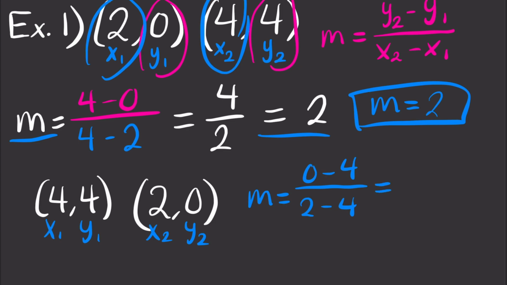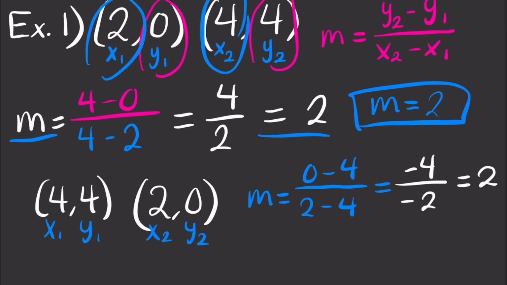Alright, so what's going to happen is our numbers are going to be negative. And what ends up working out is they're both negative. So let's see what happens with that. 0 minus 4 is negative 4. 2 minus 4 is negative 2. So that's exactly two negatives, which are going to cancel and give me positive 2 again. So it does not matter which point you start with.